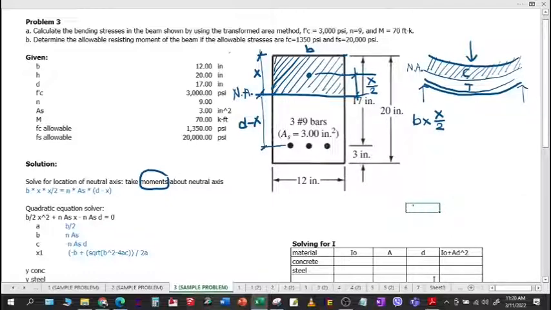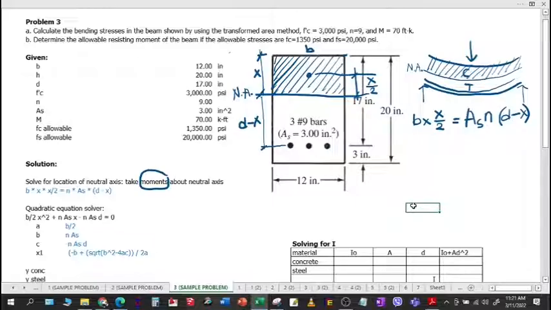Okay? And that will be equal to the area of steel. But remember, steel in this problem is 9 times stronger than concrete. So we need to place here the n, or the modular ratio. And then the moment arm will be from the neutral axis to the centroid of this steel. That will be d minus x.